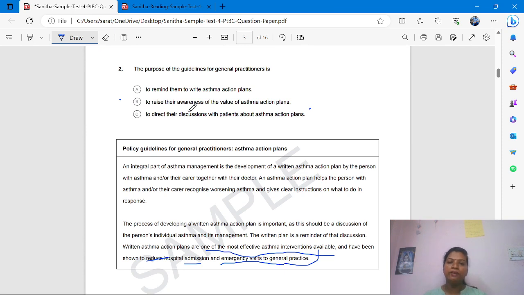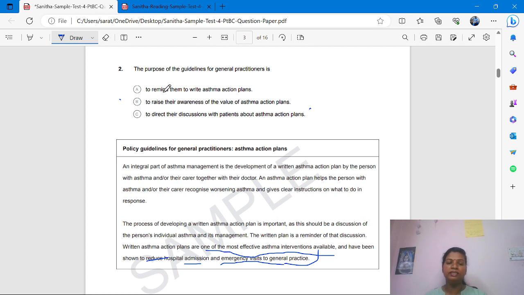To raise their awareness of the value of the asthma action plan. Yes, to raise their awareness of the value of the asthma action plan. Third, to direct their discussions with patients about the asthma action plan. We have to ask ourselves whether it is to remind them to write.